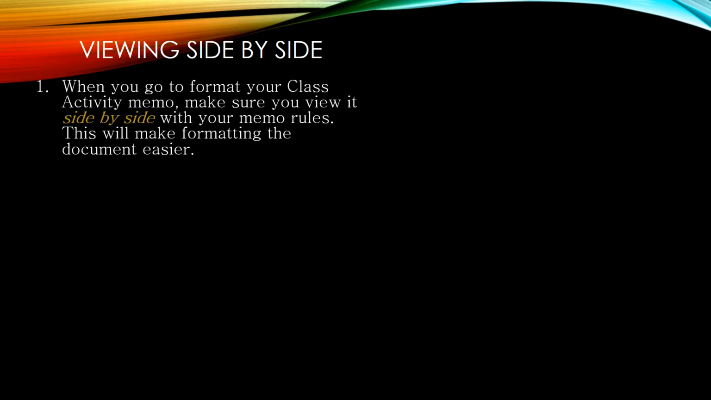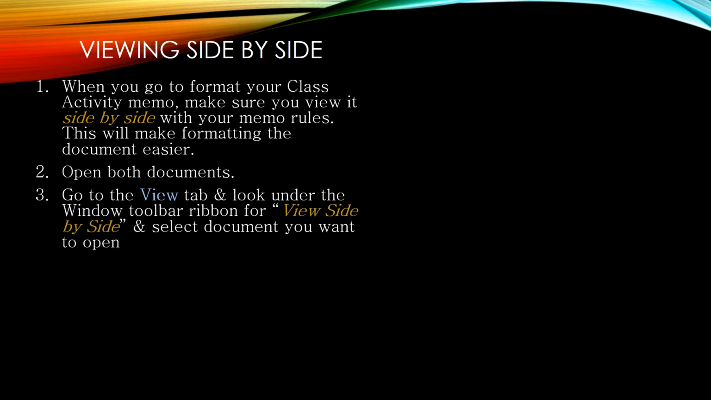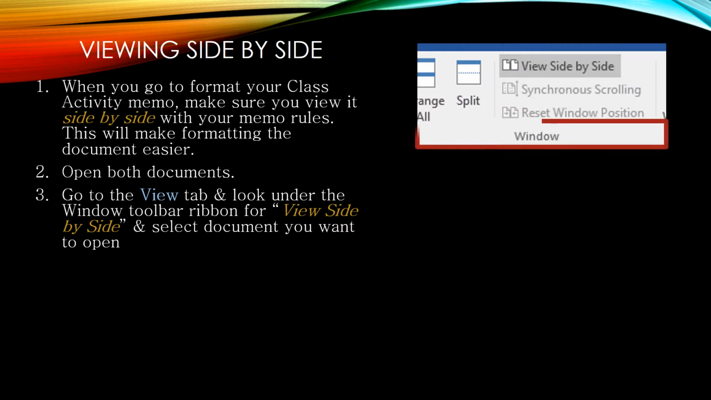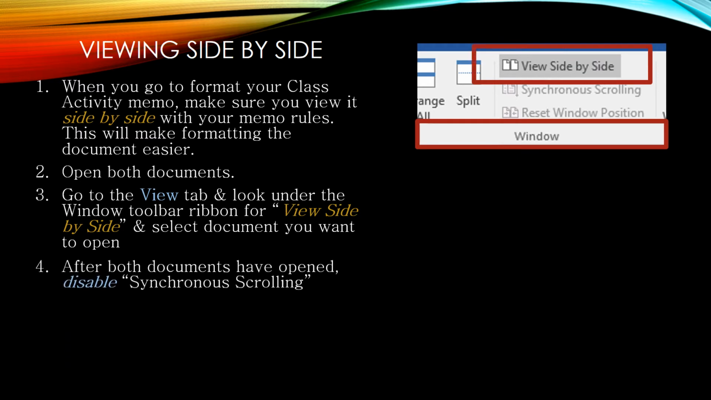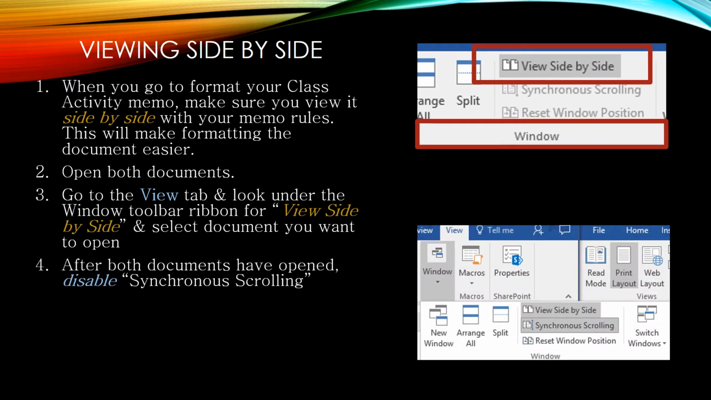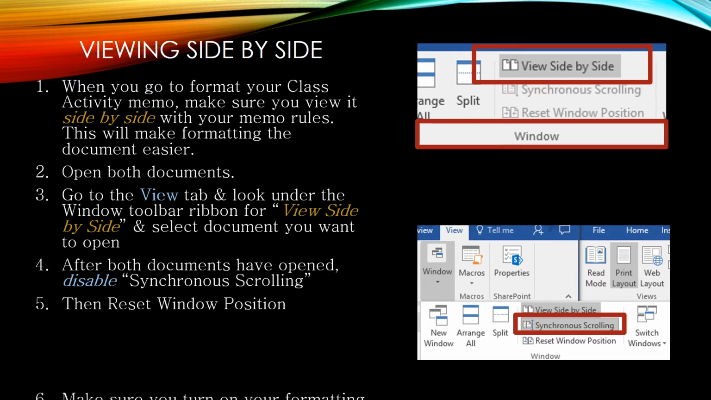Viewing side by side. You can view 2 documents side by side at the same time. First, you must have both documents you want to view together open simultaneously. Go to the View tab and look under the Window Toolbar ribbon for View Side by Side, and then select the document you want to open. After both documents have opened, disable the synchronous scrolling. Then reset your window position.